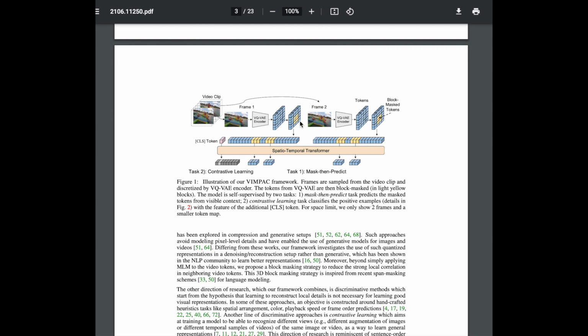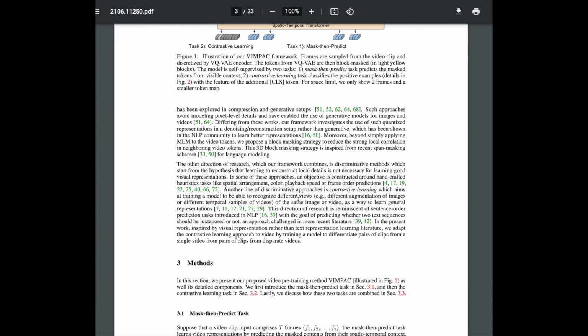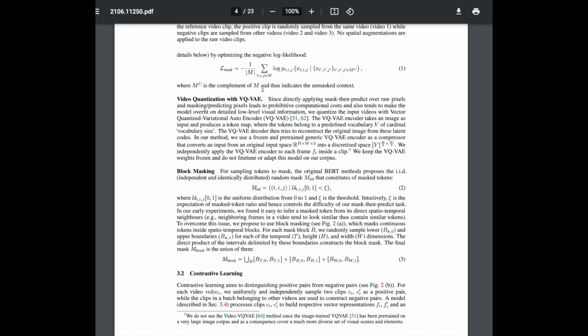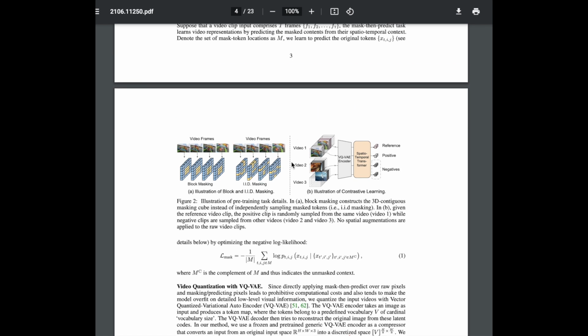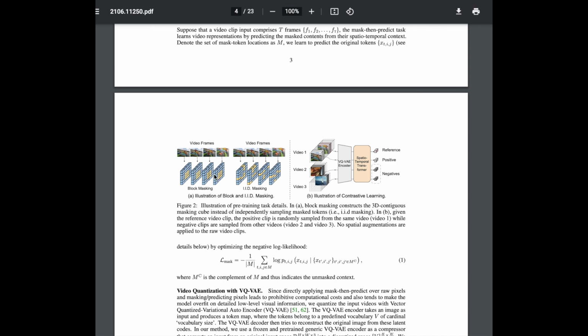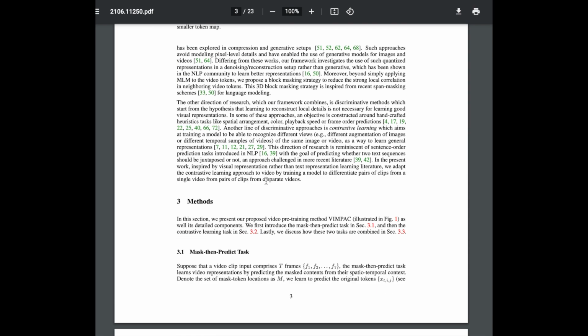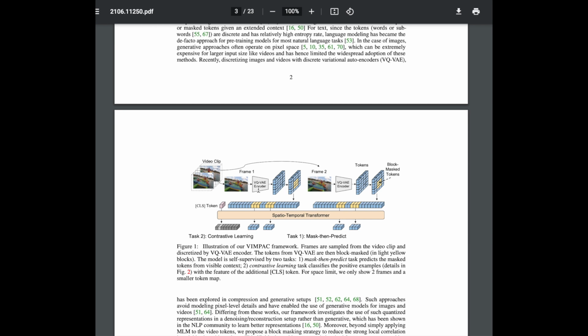But so you take it and you compress each individual frame, and then you're going to do this contiguous block masking where, similar to SpanBERT, you don't just mask IID. You're going to take a whole region where you sample from these coordinates on the temporal axis, height, width, and that forms the contiguous block that you're going to mask out and then reconstruct. So it does these two tasks of reconstructing the masked token prediction as well as contrastive learning.